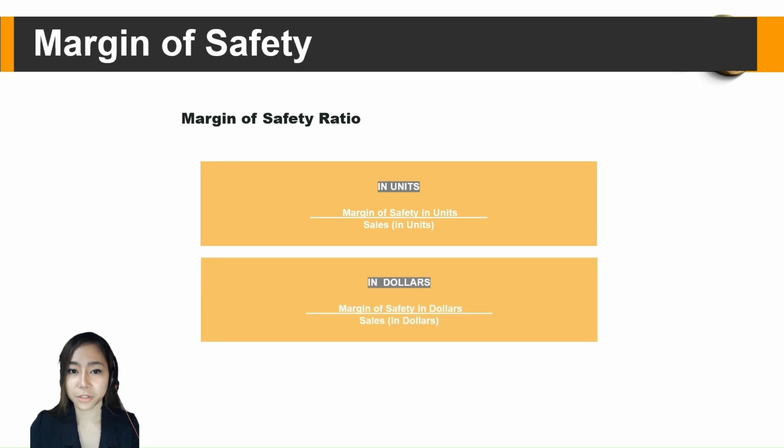So while the margin of safety ratio allows comparison between different companies, it can be calculated by dividing the margin of safety in units or dollars by total sales in units and dollars respectively. So margin of safety ratio in units over sales in units. So margin of safety in dollars over sales in dollars. So that's the margin of safety ratio.